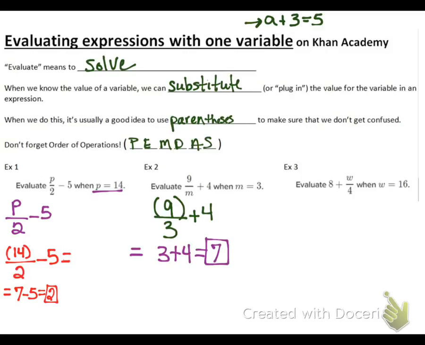Evaluate 8 plus W divided by 4 when W equals 16. So what am I substituting for W? Okay. So according to order of operations, what would I do first here? In this expression, where do I start? Divide. Yeah, I'm going to start with dividing by 4. So what's 16 divided by 4? 4. All right. Then I'm going to bring down my 8 and my operation sign plus. And then I continue solving. So what's 8 plus 4? 12.